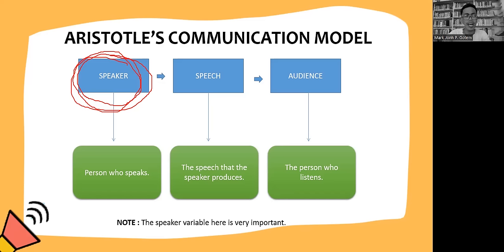Why is it linear? Its process is straight. Straight, right? Speaker, audience. No feedback happens. Again, no feedback happens. That is why its communication model is called linear. And that's the communication model of Aristotle. I hope that's clear.